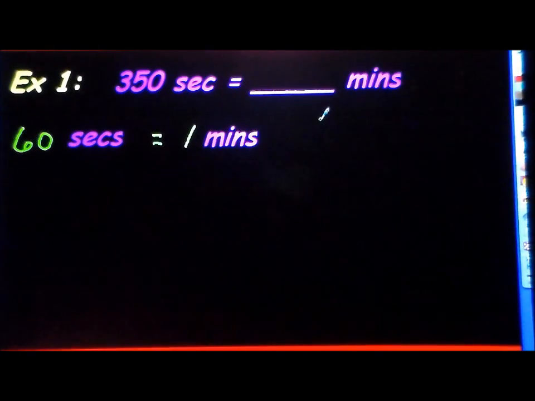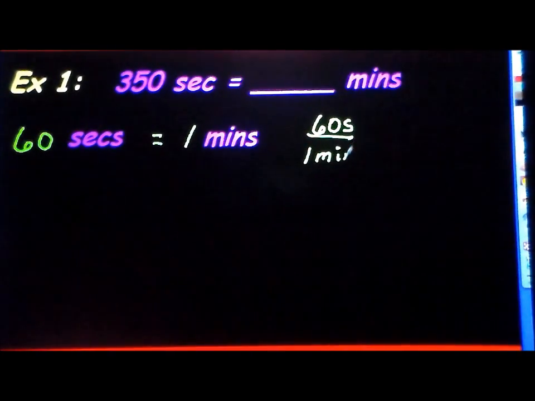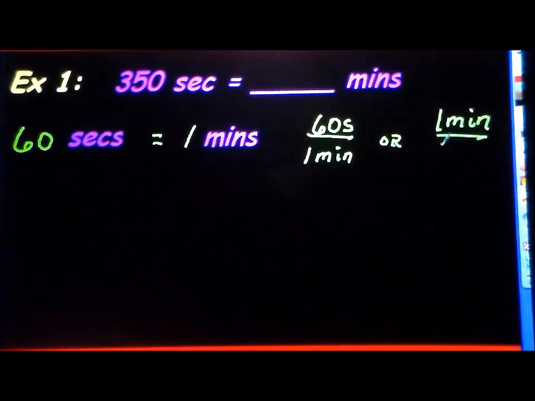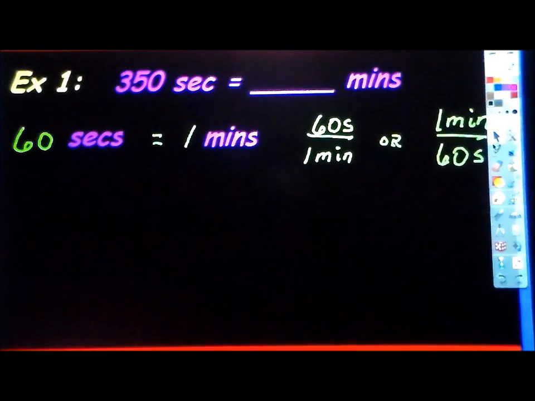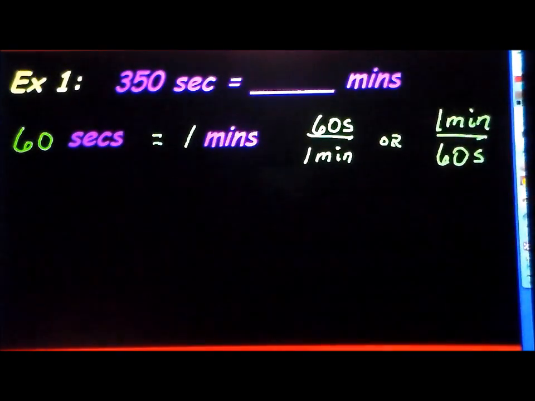That tells me that I could use a conversion factor of 60 seconds over 1 minute, or I could use a conversion factor of 1 minute over 60 seconds. And until I start the problem, I don't really know which one I'm going to need. So let's see what we've got. I'm going to start with the number that I'm given. So I'm going to start with seconds.